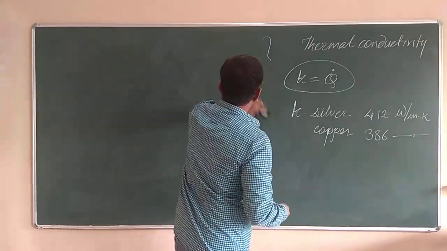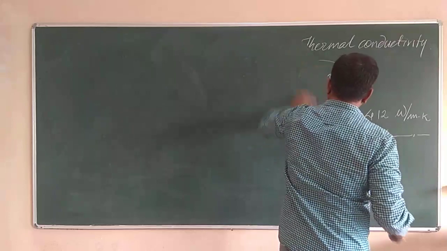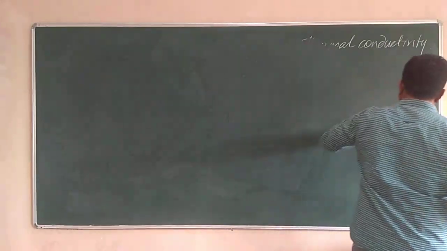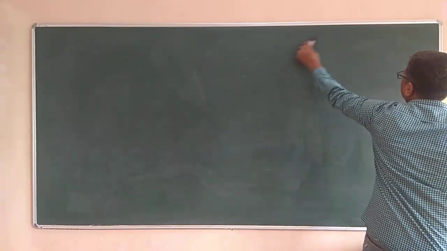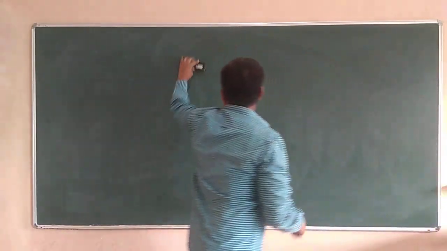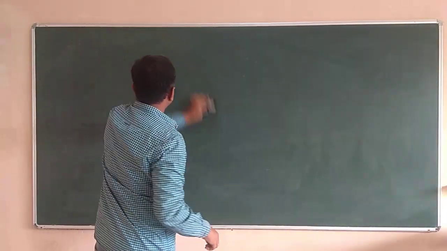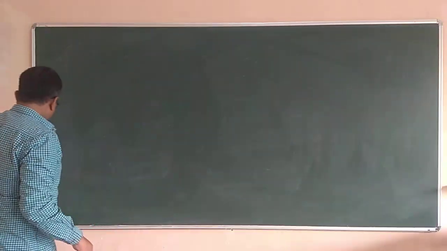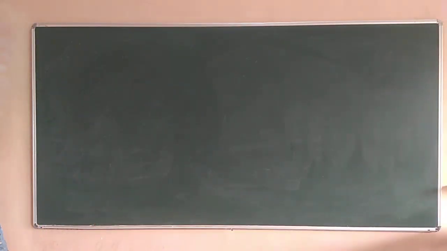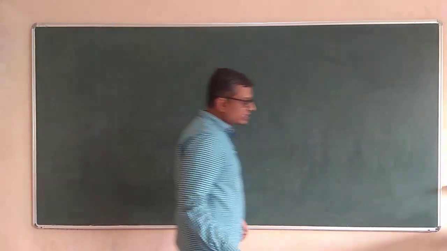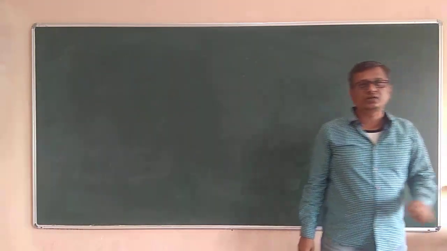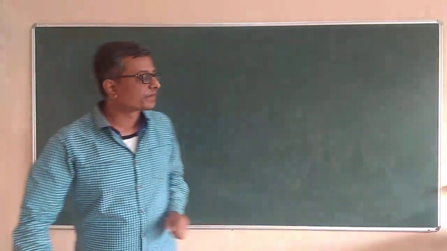The thermal conductivity, or say the conduction of heat itself, takes place due to two main reasons. One is due to the transfer of electrons, and second is due to the lattice vibration of the molecules. Both things we will discuss in detail. And how the variation in temperature affects the thermal conductivity, that also we are going to see.